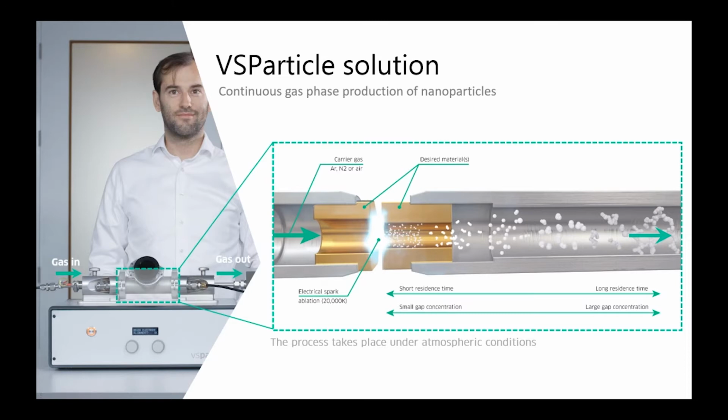And directly after the plasma has vanished, you will see the coagulation or the agglomeration of those atoms to form atomic clusters. And then if you give them more time, bigger nanoparticles, and then in the end, also agglomerates.